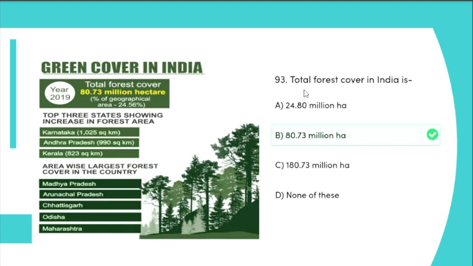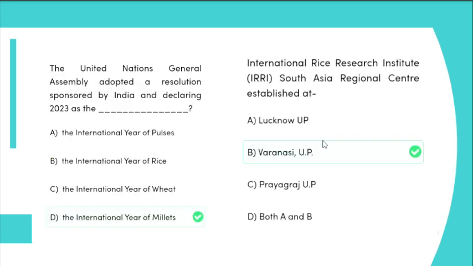Next question, total forest cover in India is, that is 80.73 million hectare area is covered by forest in India. As we know, if we talk about in percentage, then 24.56% total forest cover in India. Next question, the United Nations General Assembly adopted a resolution sponsored by India and declaring 2023 as. The correct option is option number D, the International Year of Millets.